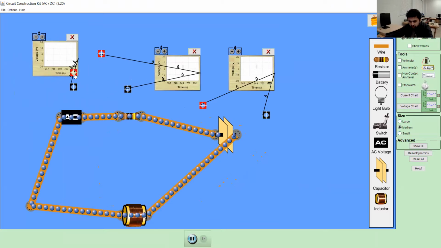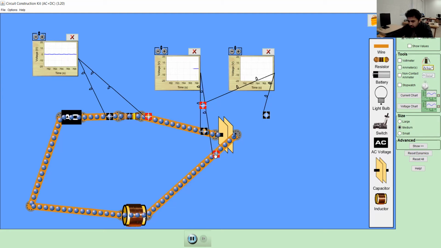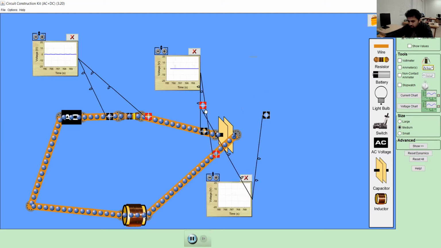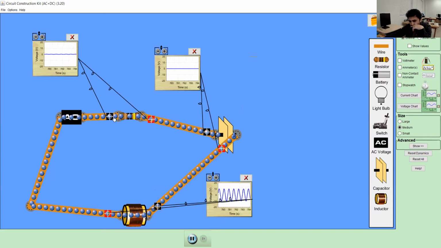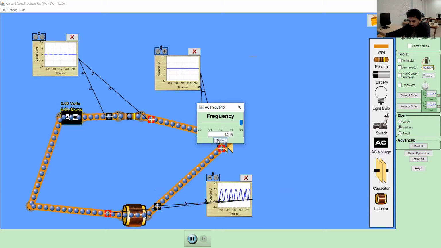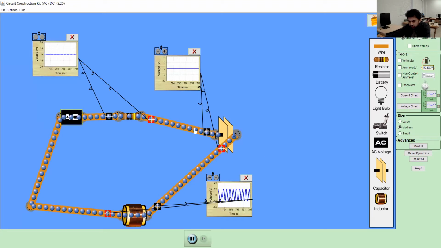Just want to see if it works or not. Okay, giving us something. All right. So if we change the frequency now, this changes. I think we also need it around here.